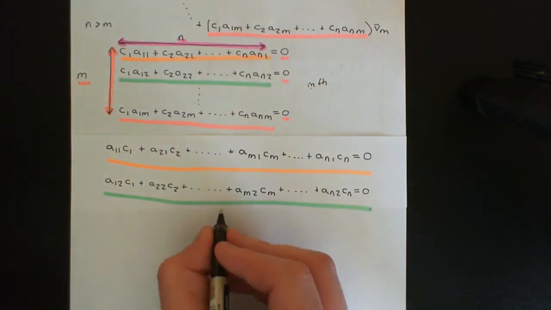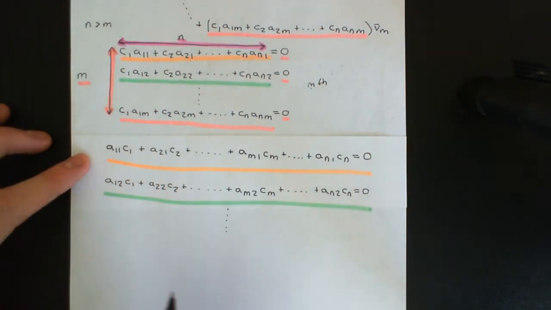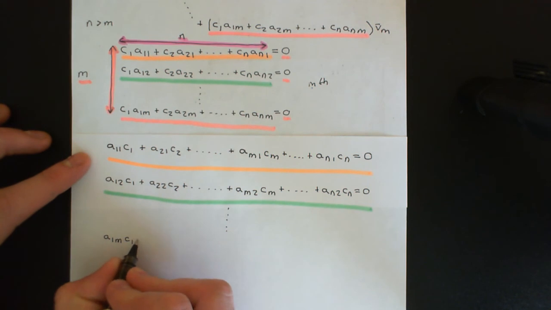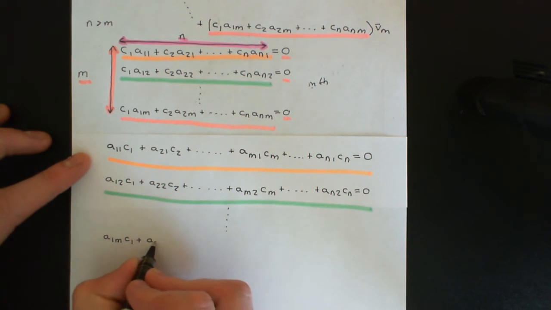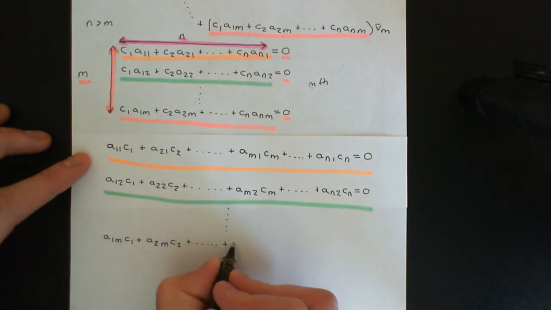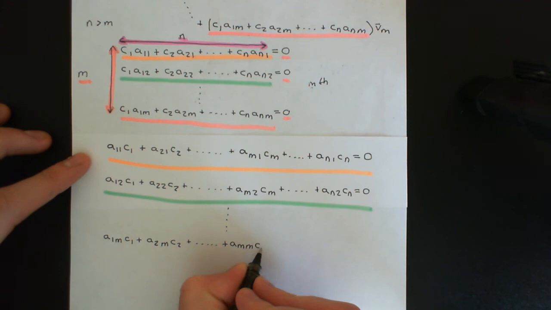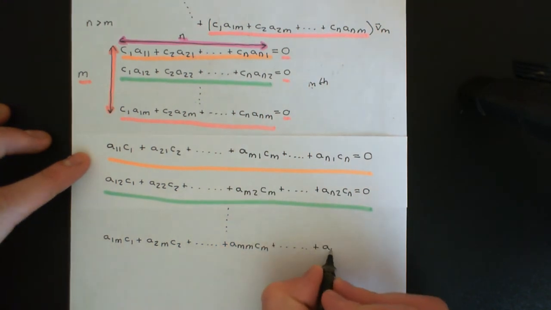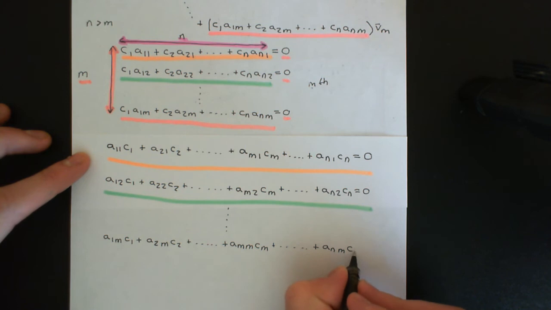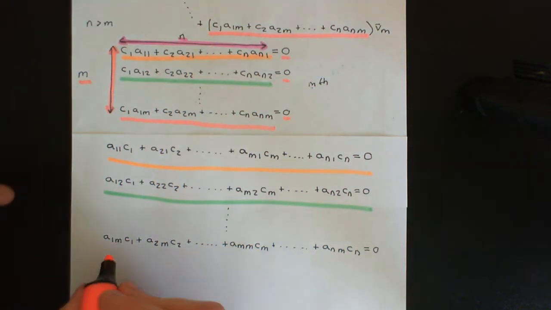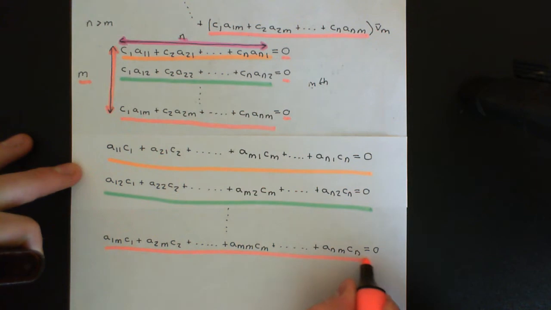And then we'll go all the way up to the nth equation, so I'll put this here. We'll have A1m this time times C1 plus A2m times C2 plus all the way up until we get to Amm Cm, and then we'll go all the way on until we get to Anm Cn, like so, and that will also equal 0, and I'll underline that equation in red.